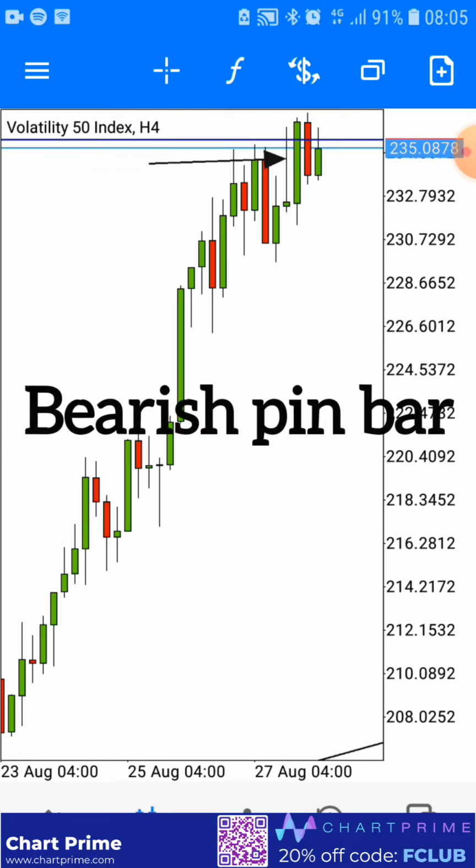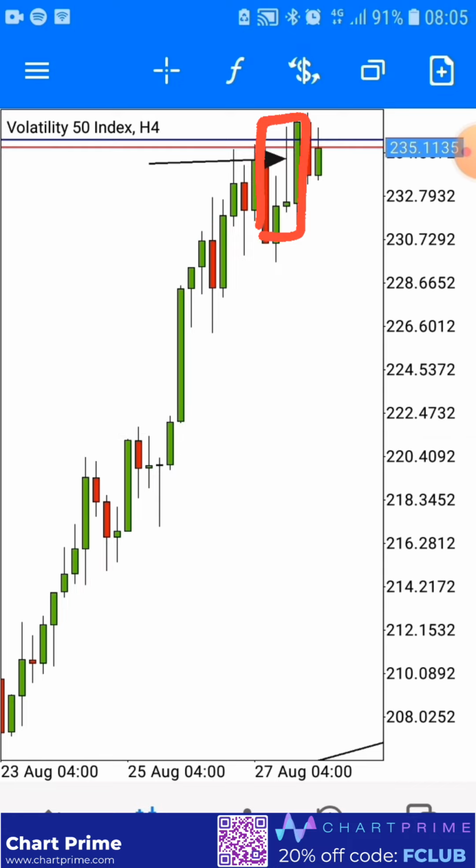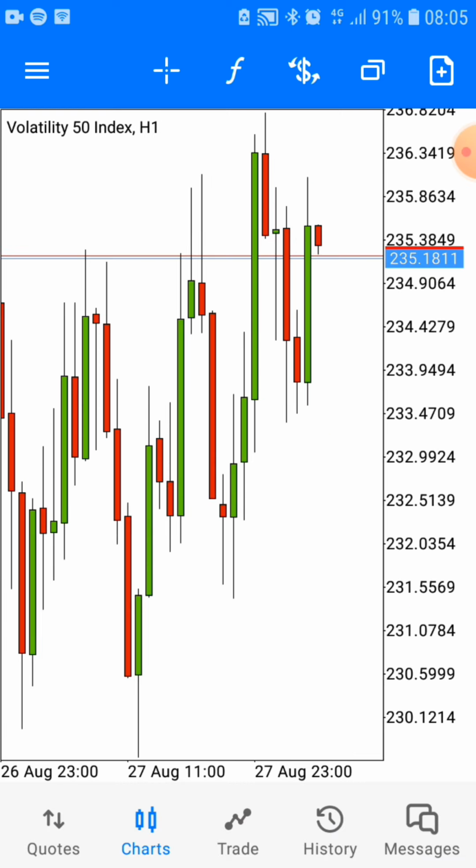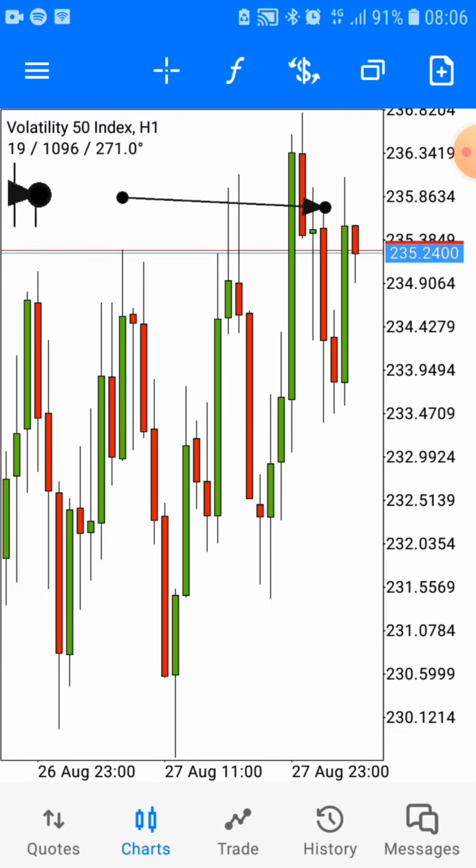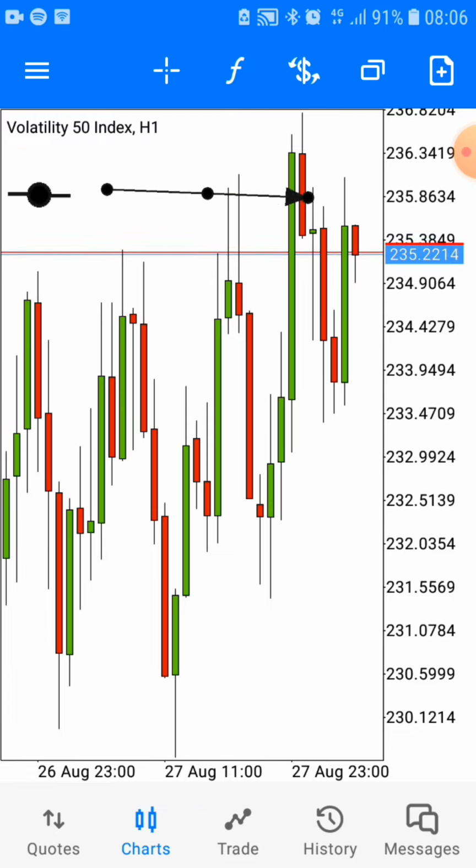Now the psychology behind the formation of this pattern is that buyers try to push the market higher, but they get rejected by a very powerful selling pressure. Now when this candlestick forms near a resistance level such as this, it should be considered a very high probability setup, knowing very well that we already have a selling confirmation on this pair. We go to the lower time frames in search of a proper sell opportunity.